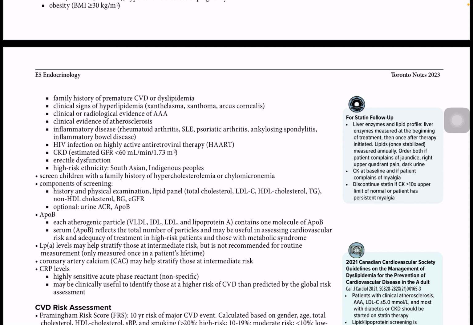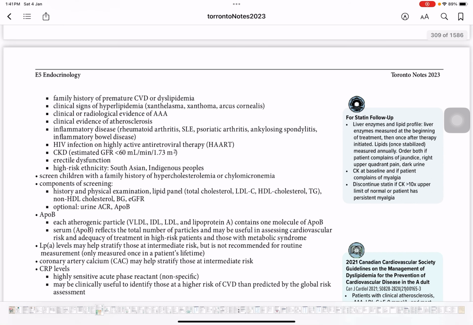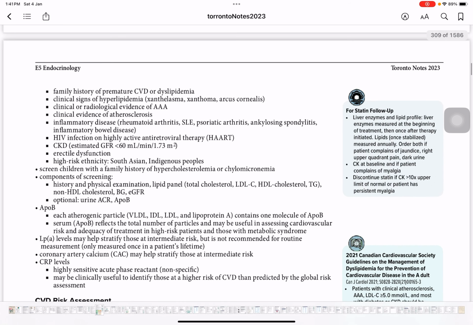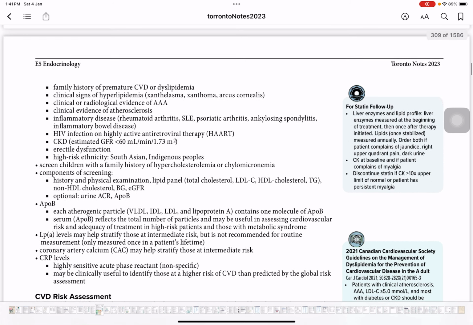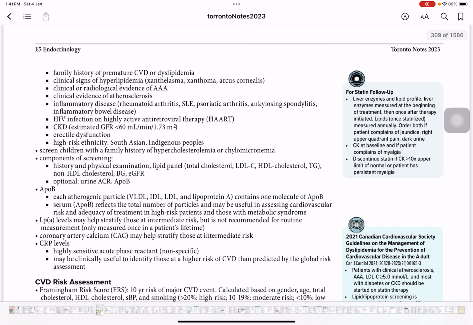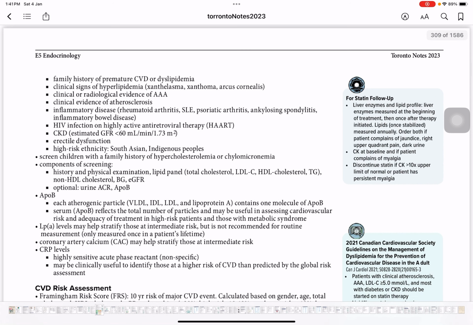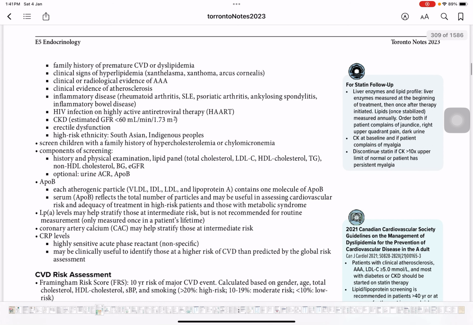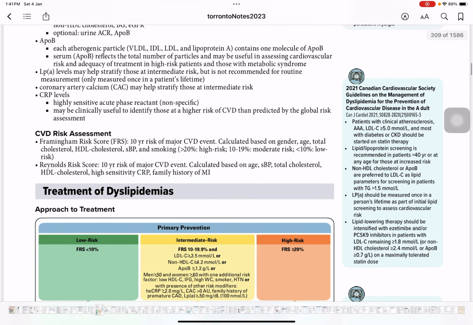So you first measure them at 6 weeks, then 3 months, then 6 months, and once everything is stabilized, you will measure it annually. Order both if the patient complains of jaundice, right upper quadrant pain, dark urine. Creatinine kinase at baseline, and then only if the patient complains of myalgias. Discontinue statins if creatinine kinase is more than 10 times the upper limit of normal, or the patient has myalgia. If the patient has symptoms, or the CK level has gone more than 10 times. If the CK level has gone more than 2 to 3 times and the patient is not symptomatic, continue the treatment. CK level at the baseline, and if the patient complains of symptoms.